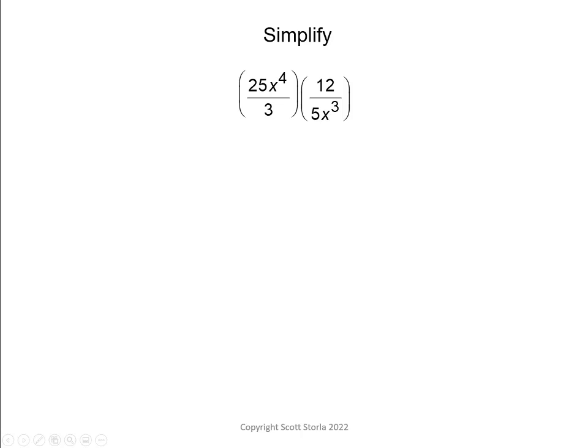Here's another. By the same strategy, I'll have 5 times 5 times 2 times 2 times 3, and then times x to the fourth, and then my denominator will just be 3 times 5 times x cubed. I've got a couple of factors of 5 I can reduce, a couple factors of 3 I can reduce, and once I take 3 of the 4 factors of x to reduce these 3, I'll still have 1 factor of x left. So I'll have 20x.